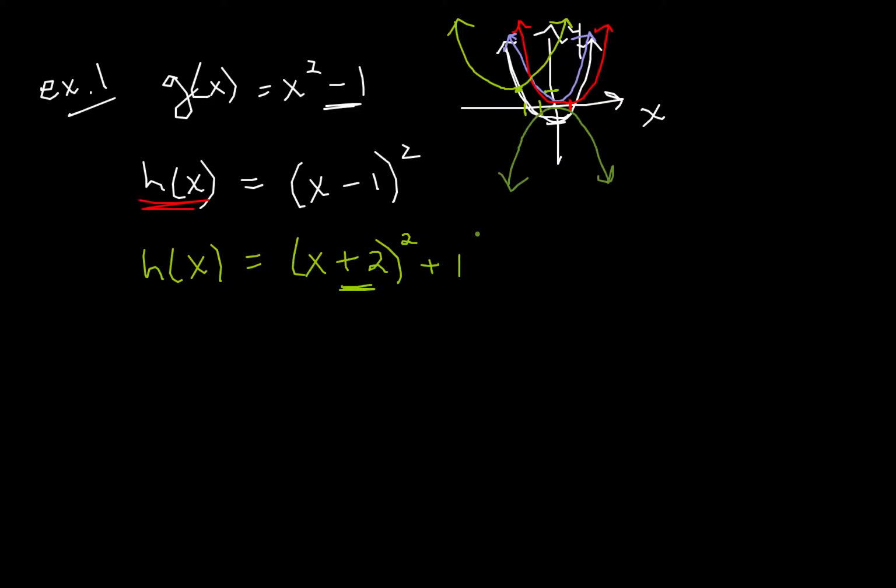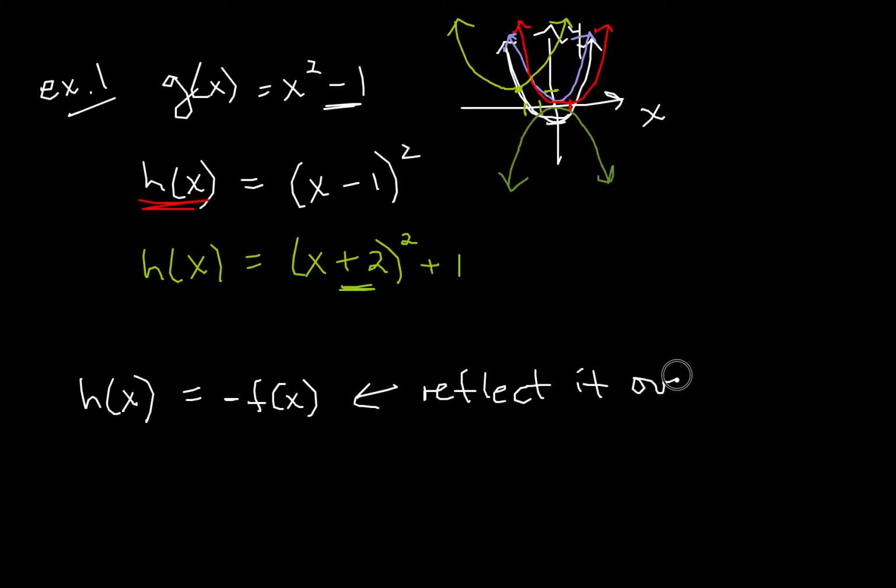So if you're going to reflect a graph, if you have the function h of x, to reflect it over the x-axis, the negative is going to be outside of the function f of x. This is going to reflect it over the x-axis. Now, that's when it's outside of the function.